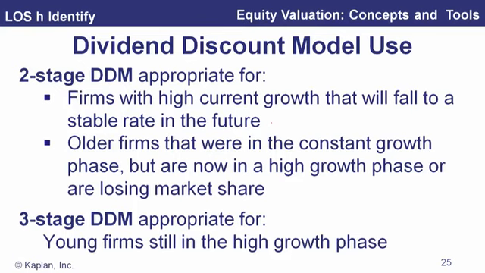The two-stage dividend discount model is for fast growth and then slowing growth: firms with high current growth that will fall to a stable rate in the future, just as we modeled it. Or for older firms that were in the constant growth phase, but now are in a high growth phase or are losing market share. We could have a three-stage dividend discount model. For a young firm that was still in the high growth phase, we may project a 30% rate of growth for 3 years and then a 20% rate of growth for 2 more years, and then settling down to a constant growth rate after that. There's no change in the mathematics.